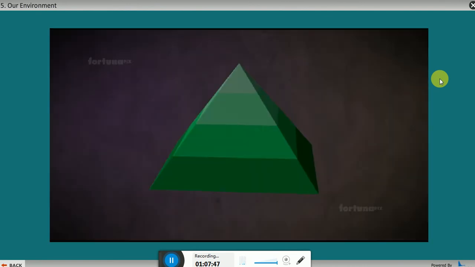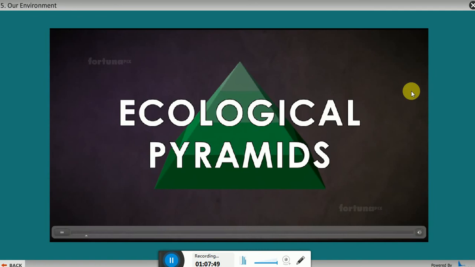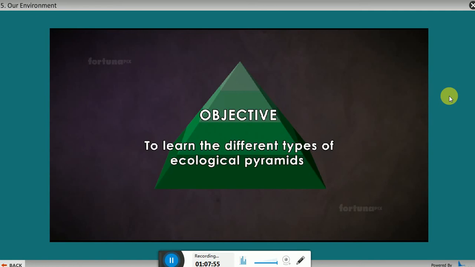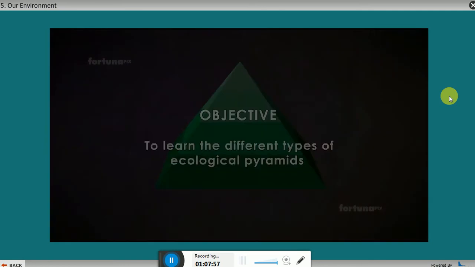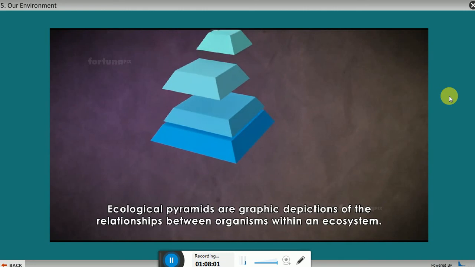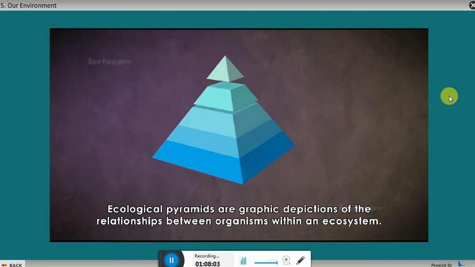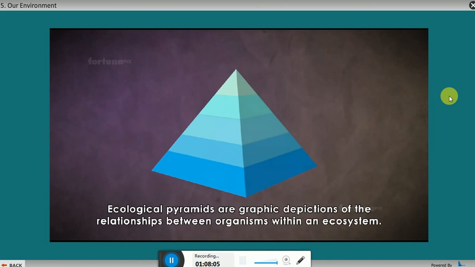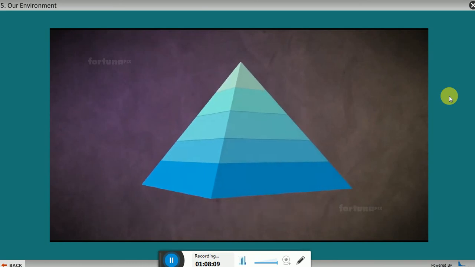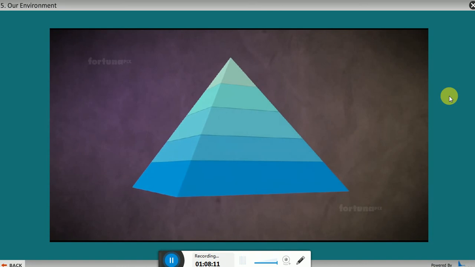Ecological pyramids. Objective: to learn the different types of ecological pyramids. Ecological pyramids are graphic depictions of the relationships between organisms within an ecosystem. They give a quantitative overview of the feeding relationships, the number of organisms, or the energy flow found at each trophic level.